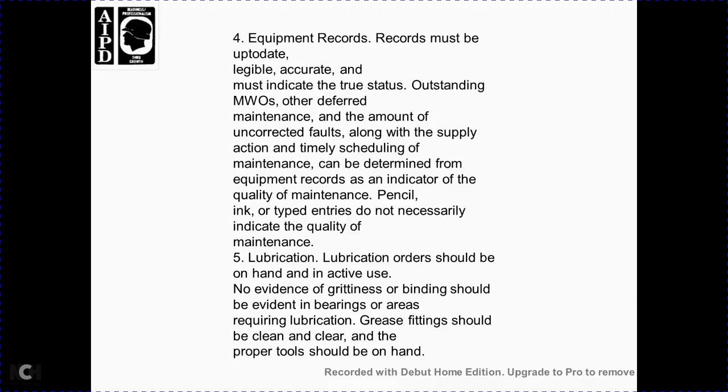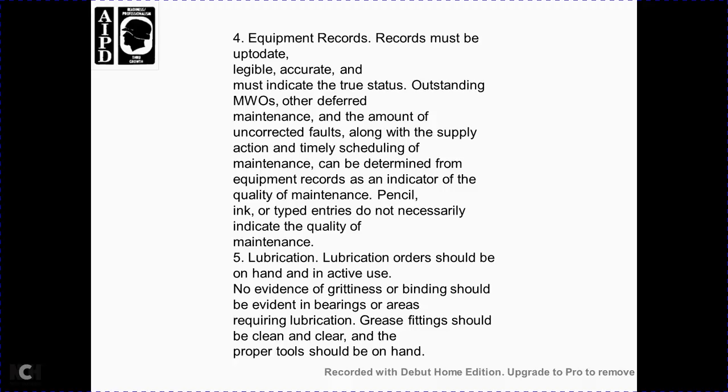Equipment records. The records must be updated, legible, and accurate, and must indicate the truth. Staff should check the outstanding maintenance work orders, which refer to the amount of uncorrected faults, along with the action line and the time schedule of maintenance, to determine the equipment status. The records are an indicator of the quality of maintenance; penciled-type entries do not necessarily indicate the quality of the maintenance.